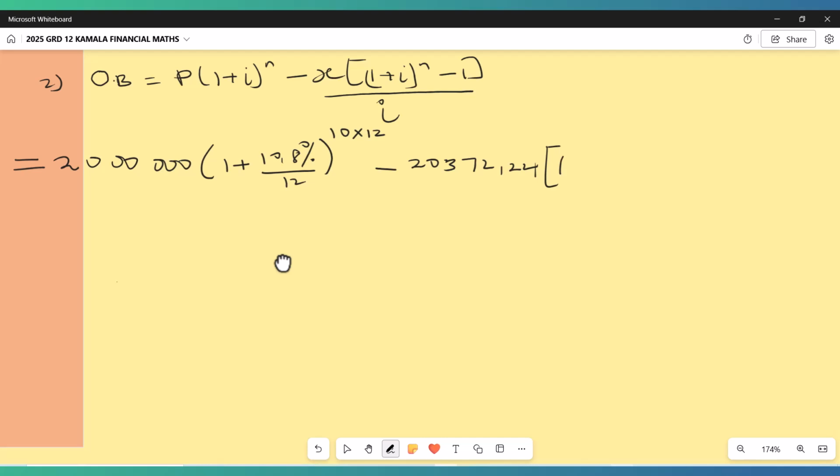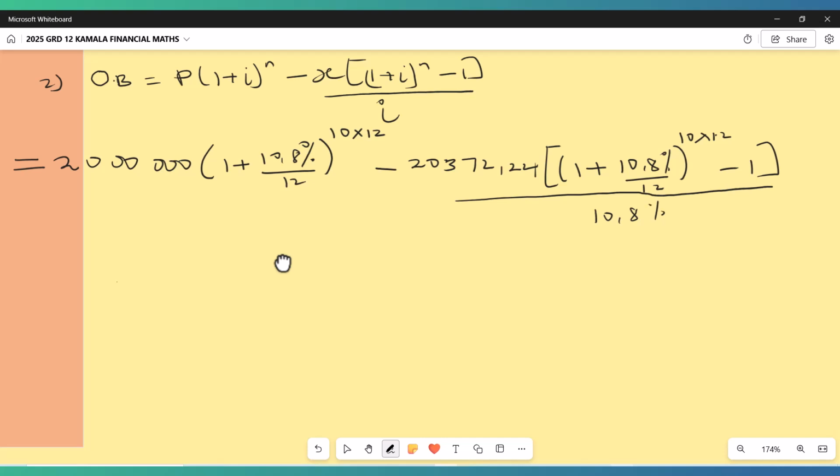We open brackets again: 1 plus i, that is 10.8%. Don't forget, we are compounding it monthly, so divided by 12. For 10 years, that's power 10 times 12, like we said, then minus 1, then divided by the i again, that's the 10.8% divided by 12. We are going to put everything in our calculator to get our answer, which is the outstanding balance.